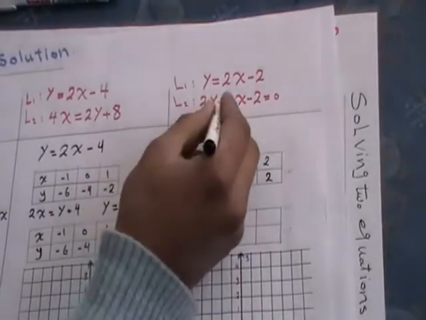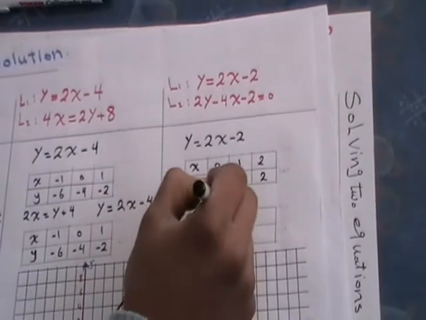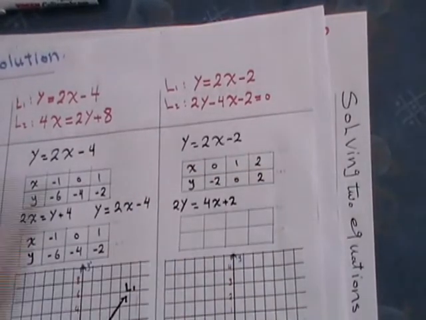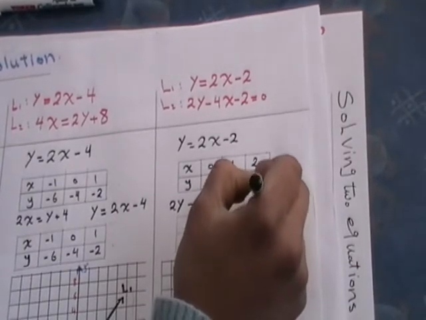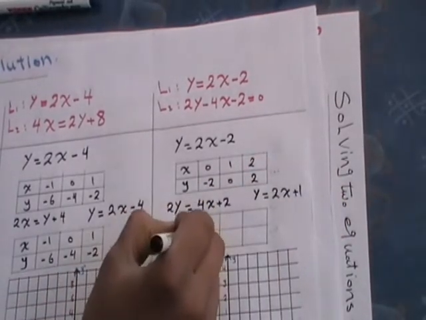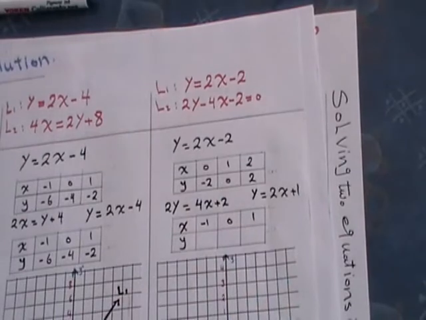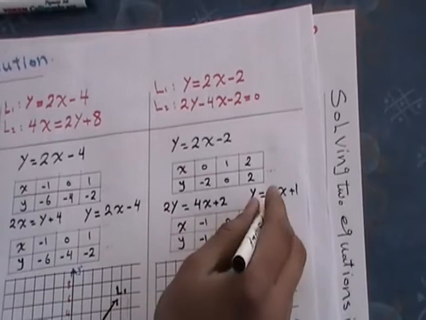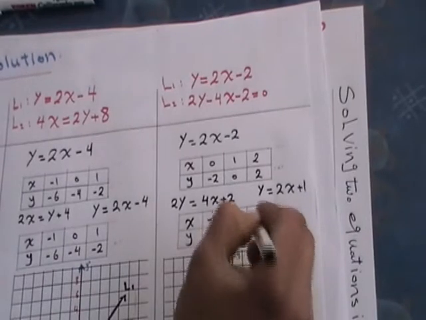After that, the second equation, 2y minus 4x minus 2 equals 0, you will have 2y equals 4x on the other side, and negative 2 will go to the other side as positive 2. Divide by 2 because you have a common factor between all the terms of the equation, so it will be y equals 2x plus 1. Then you have x and you have y. So you will choose some values for x: negative 1, 0, 1. Substitute, so it will be negative 1 times 2, negative 2 plus 1 will be negative 1. 0 times 2, 0 plus 1 will be 1. And 1 times 2 equals 2 plus 1 equals 3.